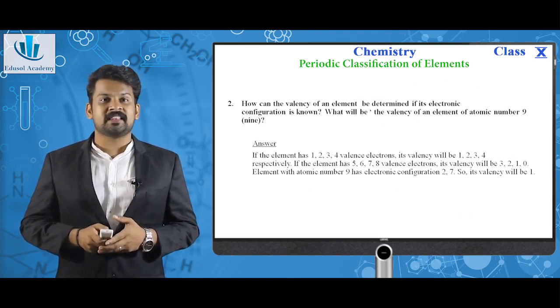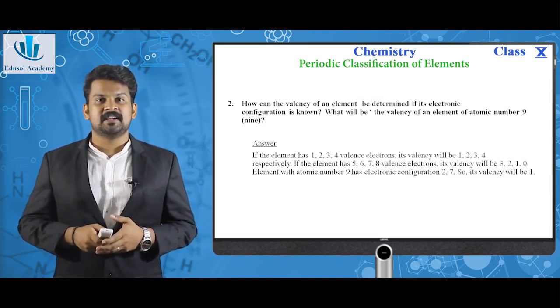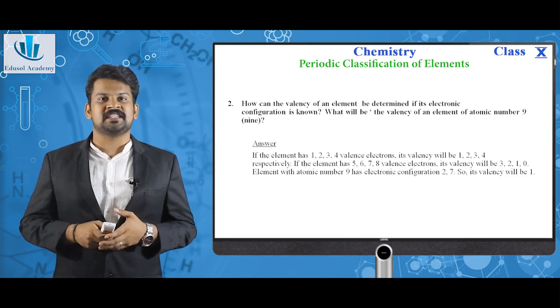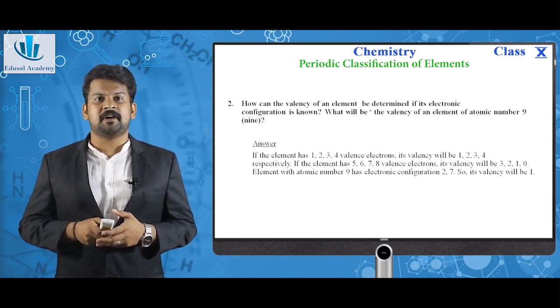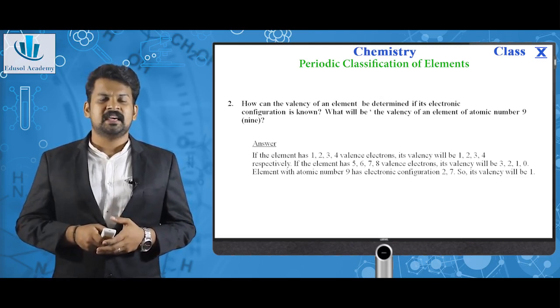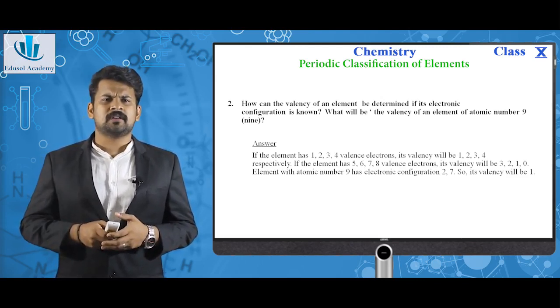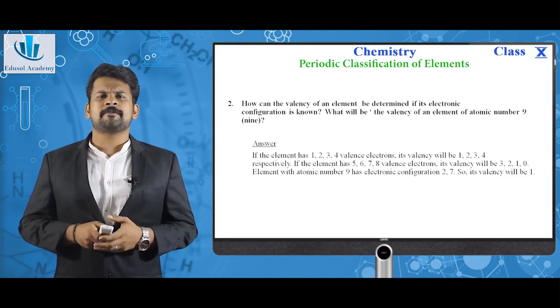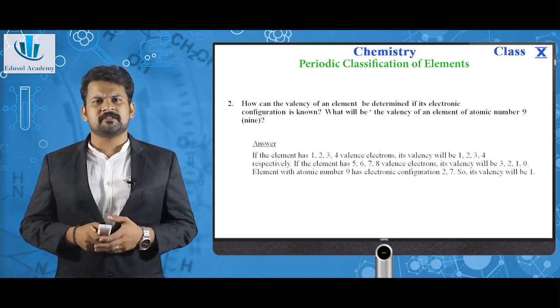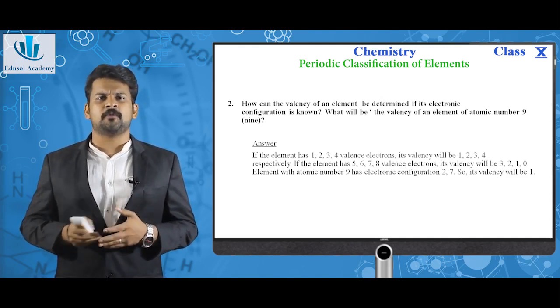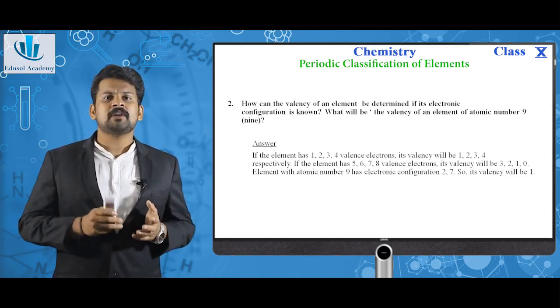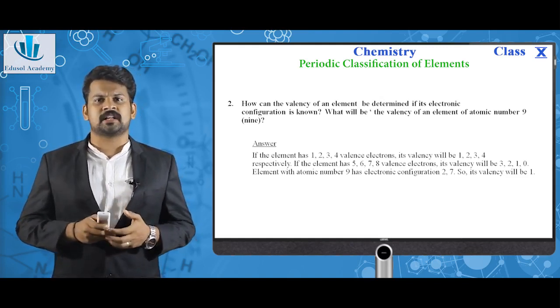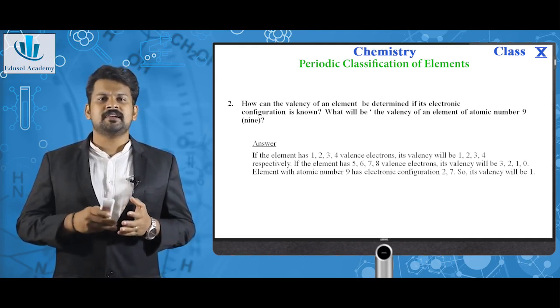Next, how can the valency of an element be determined if its electronic configuration is known? What will be the valency of an element of atomic number 9? If the element has 1, 2, 3 or 4 valence electrons, its valency will be 1, 2, 3 and 4 itself respectively. Similarly, if the element has 5, 6, 7, 8 valence electrons, its valency will be 3, 2, 1 and 0.